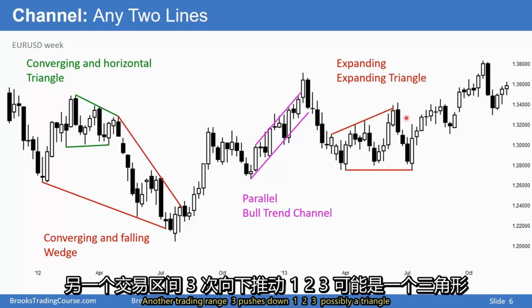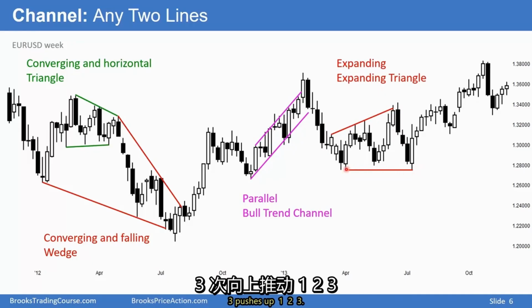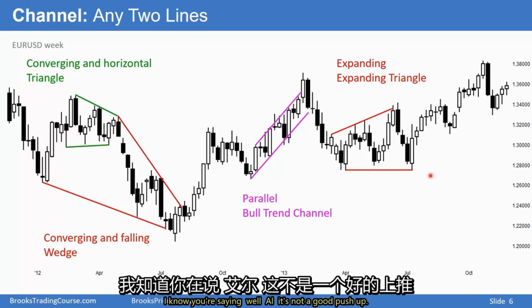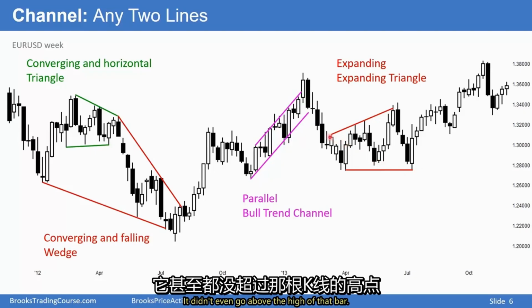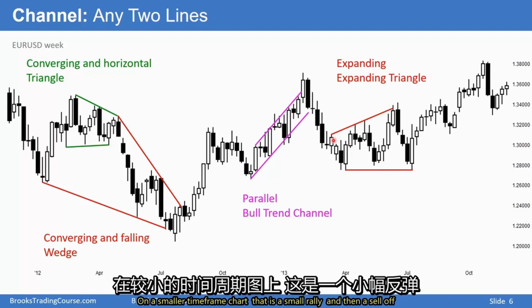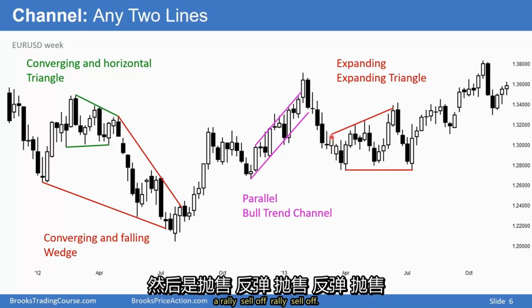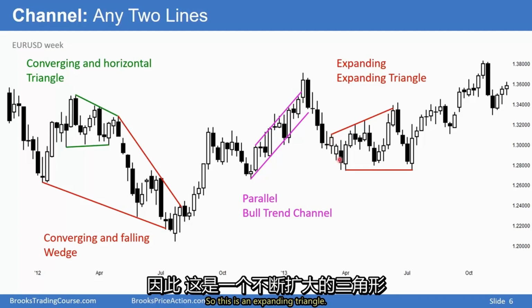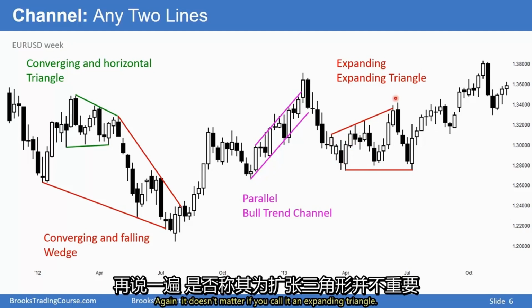Another trading range, 3 pushes down, 1, 2, 3. Possibly a triangle, 3 pushes up, 1, 2, 3. I know you're saying, well, Al, that's not a good push up. It didn't even go above the high of that bar. On a smaller time frame chart, that is a small rally and then a sell-off, a rally, sell-off, rally, sell-off. So this is an expanding triangle.